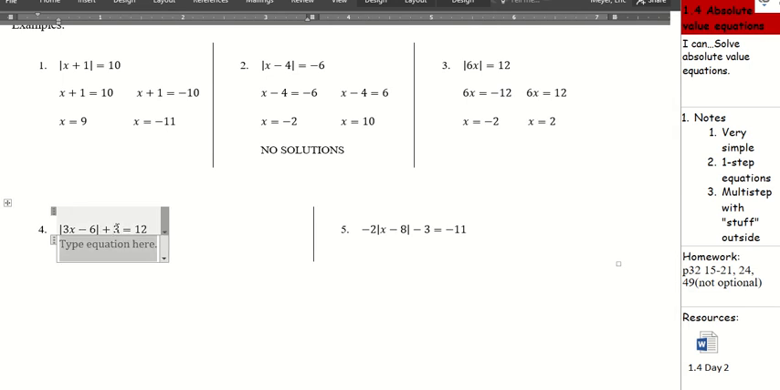So 3x minus 6 plus 3 equals 12. I'm going to subtract 3 from both sides. So that leaves me with the absolute value of 3x minus 6 equals 9. Now I have a problem that's just like these up here. The absolute value is by itself, and it's equal to a positive number. So I am going to write it twice.